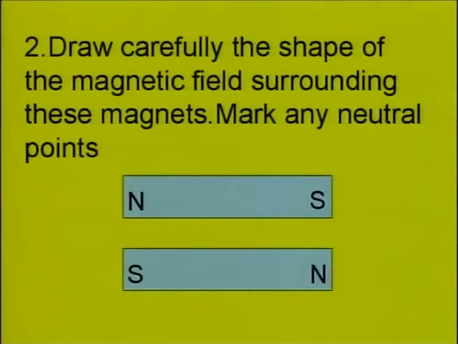For this one, you have to draw in the field lines, the shape of the magnetic field surrounding these magnets, and then mark any neutral points. Which are the neutral points, and which areas will have the greater strength of the magnetic field? After drawing the field lines on these two magnets, indicate the direction of the field lines.